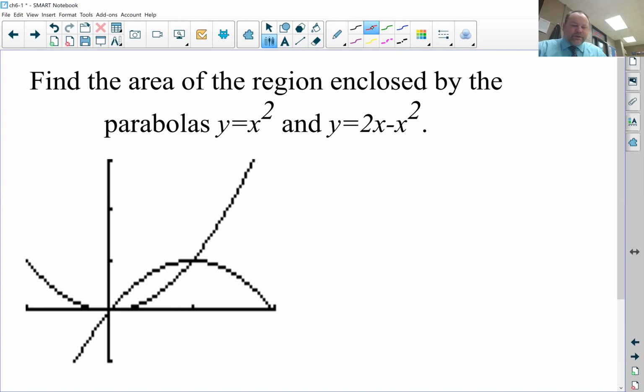All right. This is another way that these questions could be asked. So now it just says, find the area of the region enclosed by the parabolas y equals x squared and y equals 2x minus x squared. And it doesn't give us any limits for where that region is. So the first thing we would do is set the two equations equal to each other to find where they intersect.